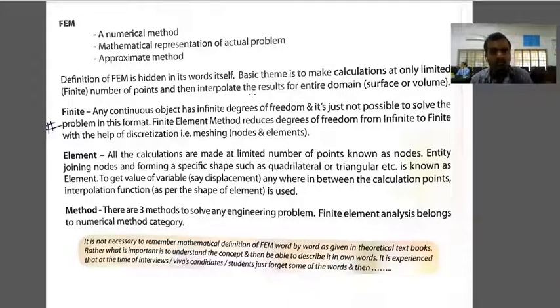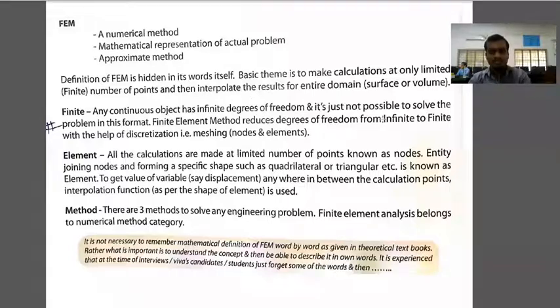So the basic theme of finite element analysis or finite element method is to make the calculations at only a limited or finite number of points, which are nodes. First, make the calculations only at a limited number of nodes, then interpolate these results over the entire domain by using interpolation or shape functions. This is the basic theme of the finite element method.